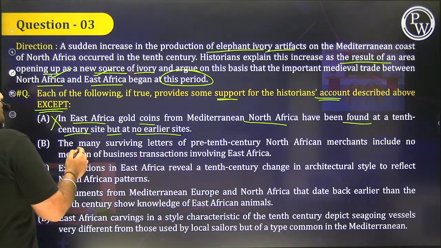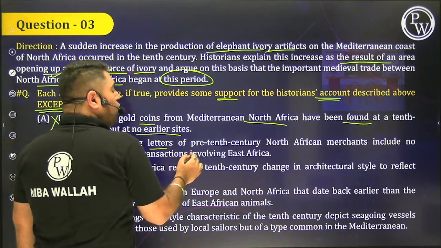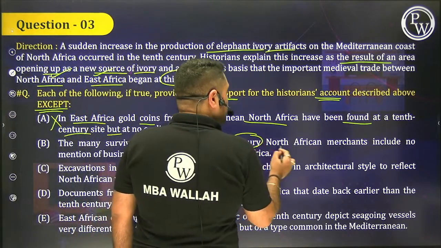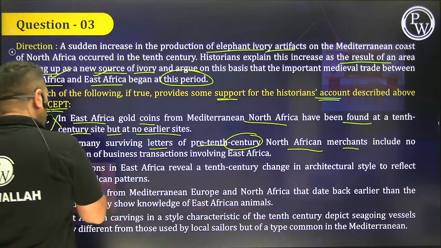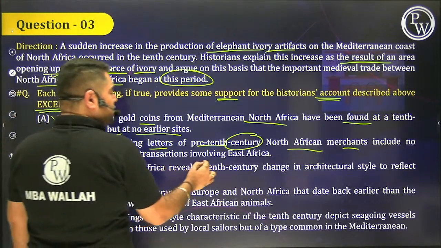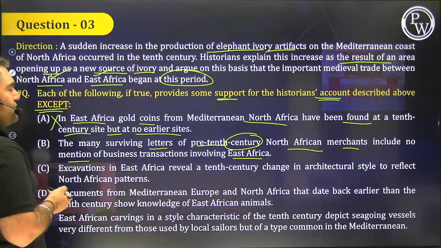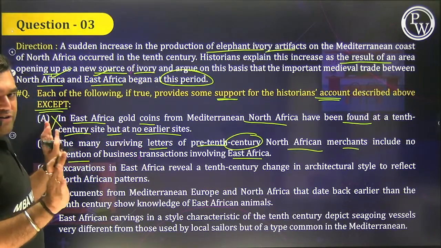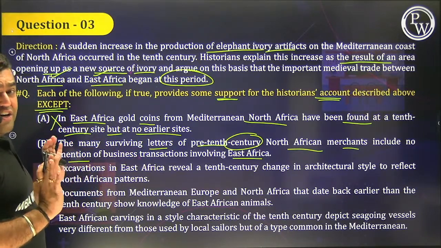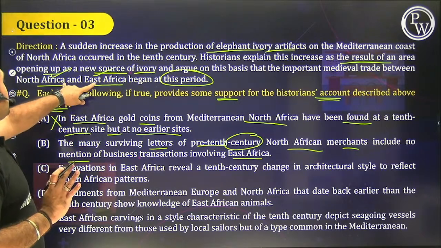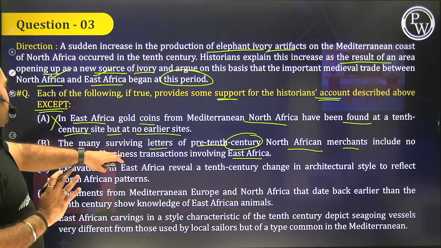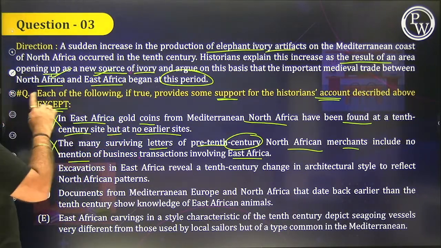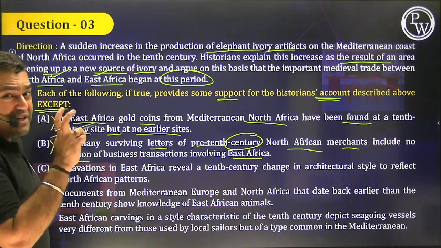B, the many surviving letters of pre-10th century North African merchants include no mention of business transactions involving East Africa. People, this is also interesting. So there are letters. Pre-10th century, there were no such letters. After that, they started. Of whom? North and East African merchants. Okay, that means this can help explain that yes, it could be a possibility.